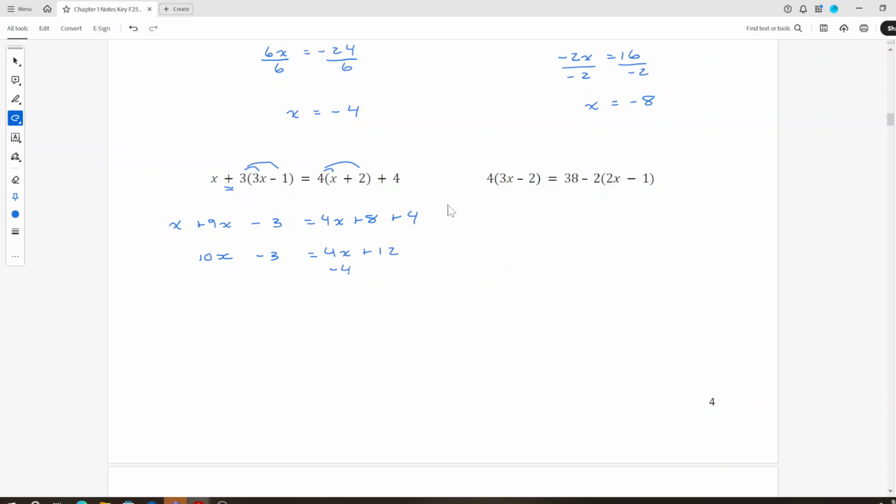So I'm going to minus the 4x from each side. That's going to leave me with 6x minus 3 is equal to 12. Then I'm going to get the 6x by itself by adding 3 to each side. I end up with 6x is equal to 15. Then I'm going to divide each side by 6. Now, I get the answer of 15/6.